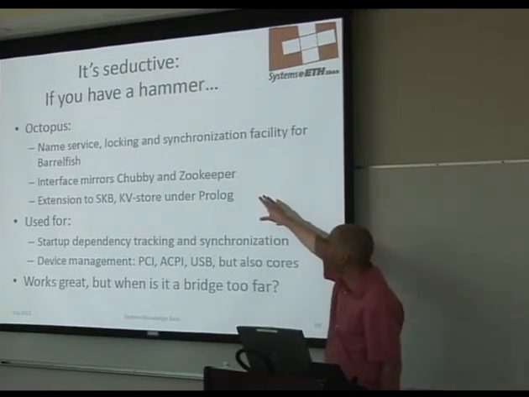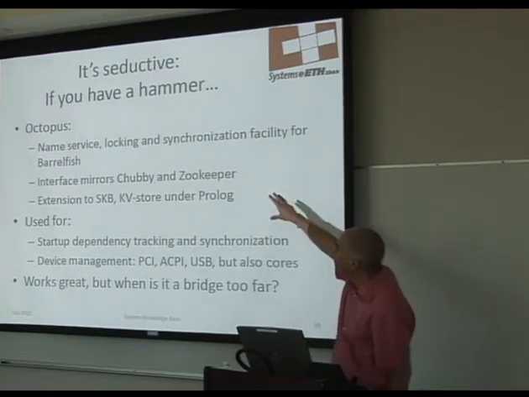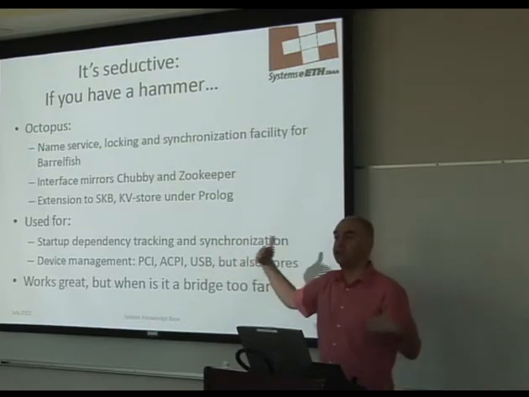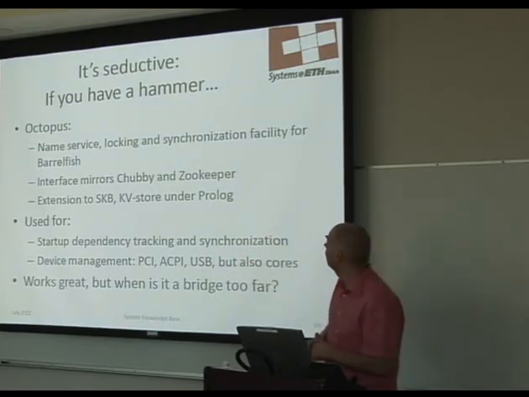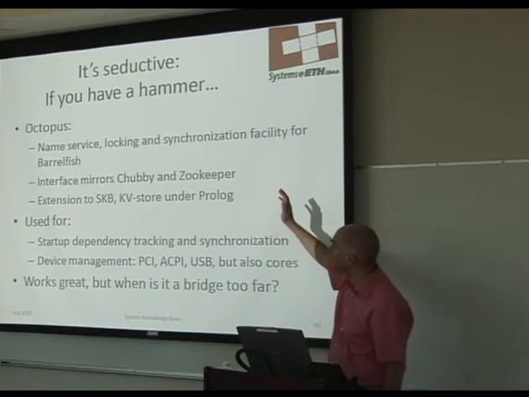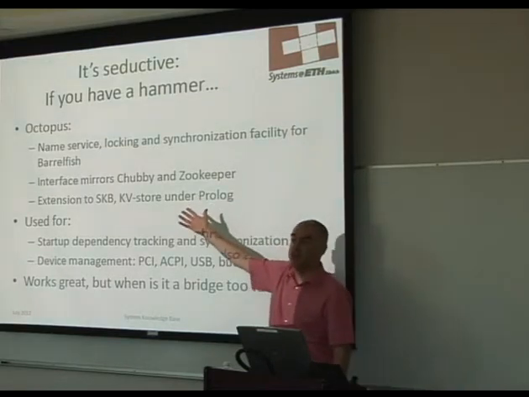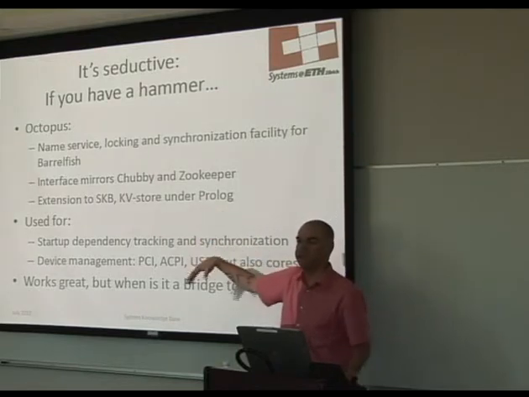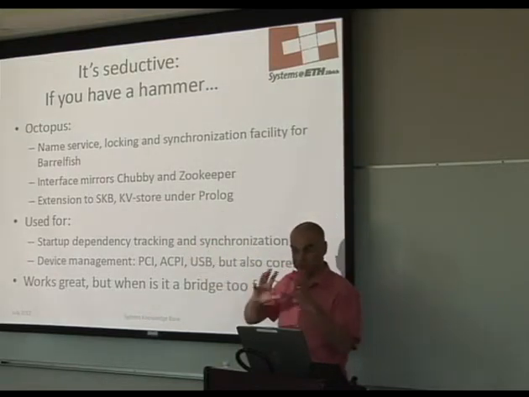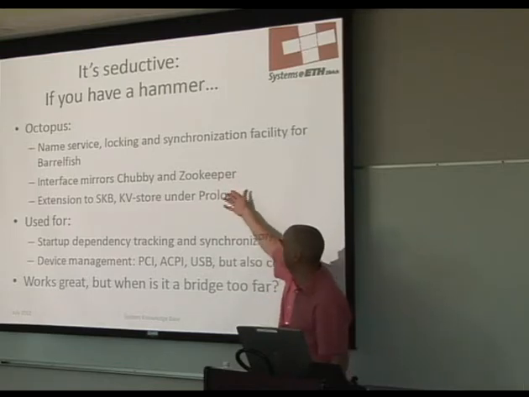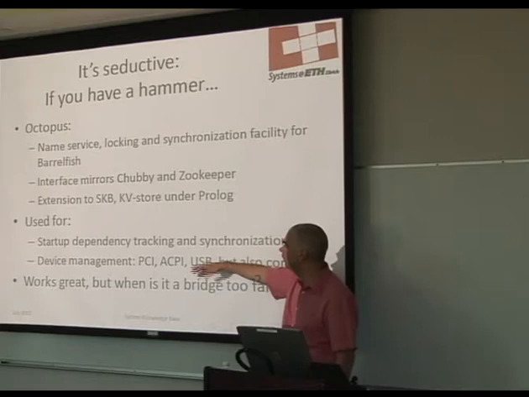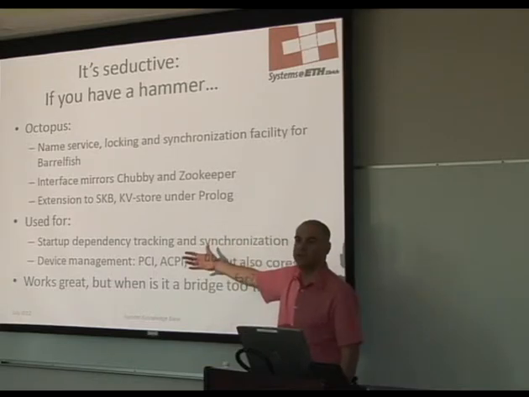So we've got a paper at APSys next week, where a student went off and built a name service, lock manager and synchronization service for Barrelfish. It's basically Chubby. It does for Barrelfish what Chubby does for a data center. It's not replicated, there's no Paxos going on at the moment. It's a centralized service. It sits on top of the SKB, basically puts a key value store under Prolog, and that's used for all the dependency tracking we do for Starter.